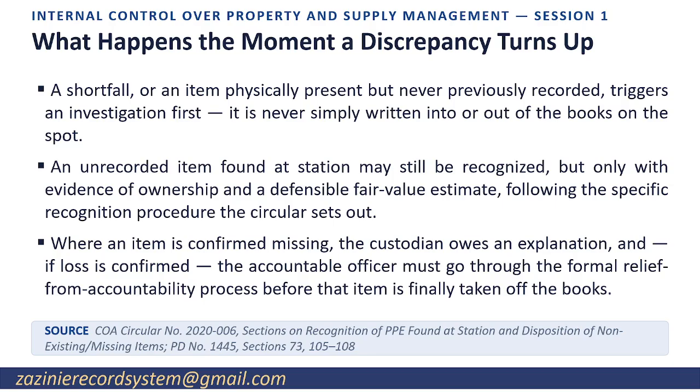Now, in a bit more detail. This slide describes a strict three-step sequence that is frequently tested. Investigate first, then apply the specific recognition procedure if the item is found but unrecorded, and only proceed to a formal request for relief from accountability if a loss is actually confirmed. Skipping straight to writing an item on or off the books without going through this sequence is the error auditors most often flag. Next slide.